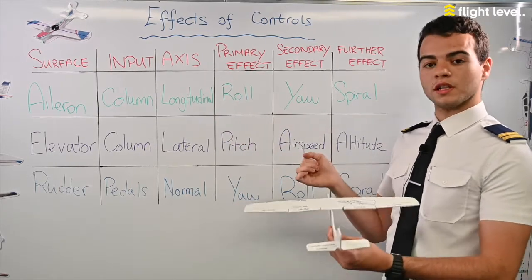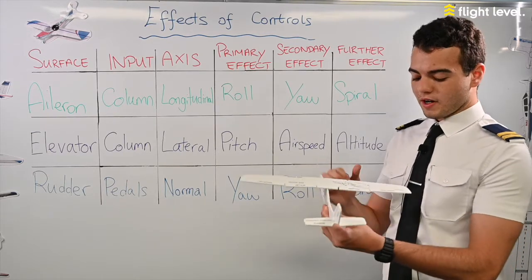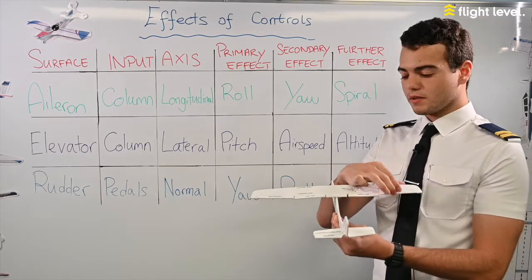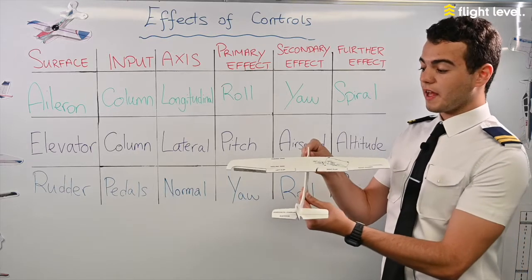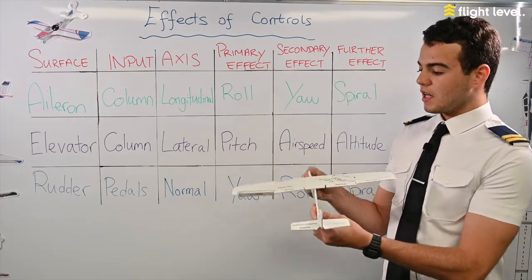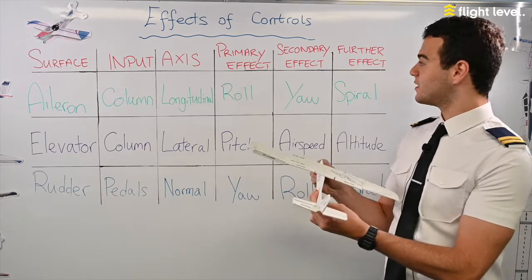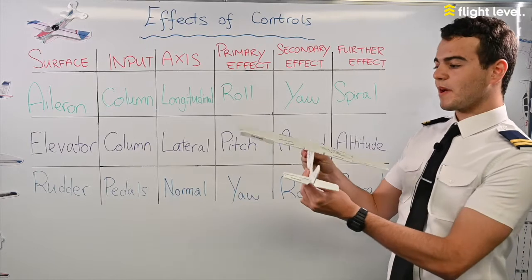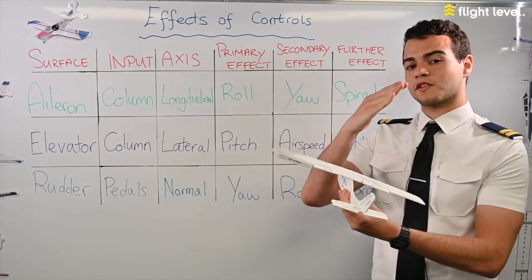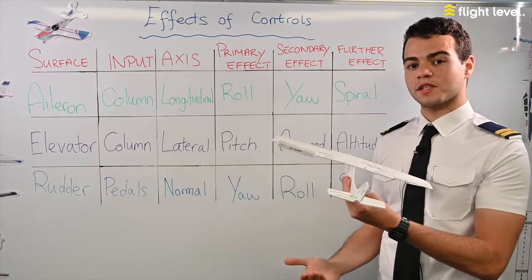So let's say we're rolling to the right. So if I'm rolling to the right, my right-hand aileron will come up, and my left-hand aileron will go down. The aircraft will then bank to the right. However, as I bank to the right, I will encounter my secondary effect, yaw, because as we're banking to the right, our lift vector is now inclined, and it cannot support the weight of the aircraft.